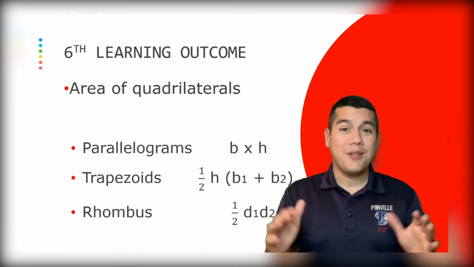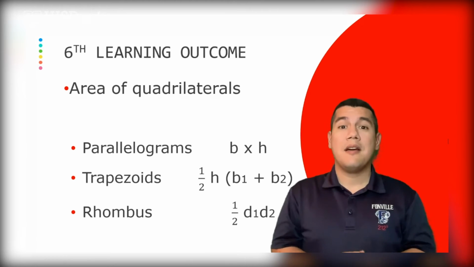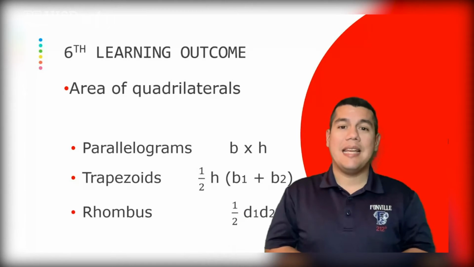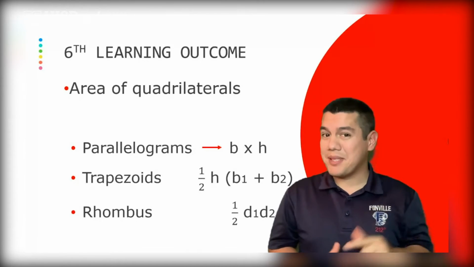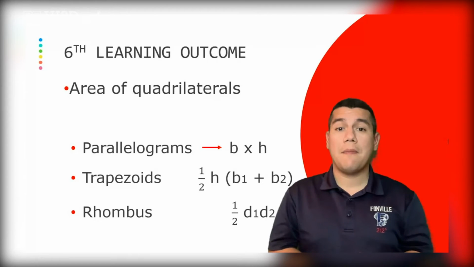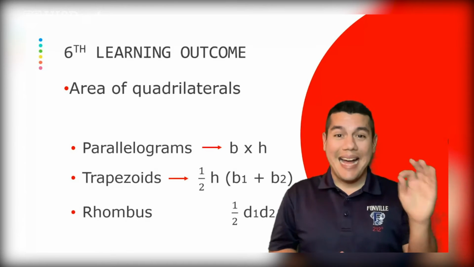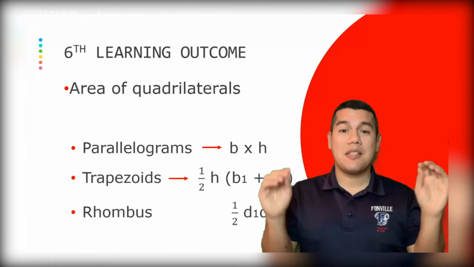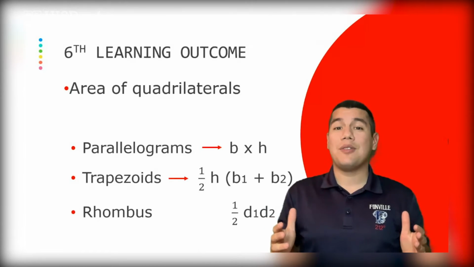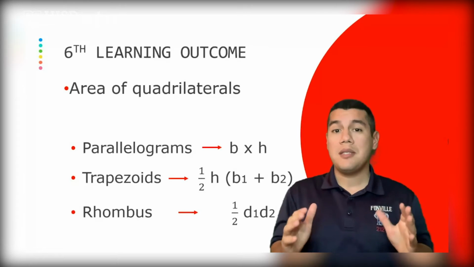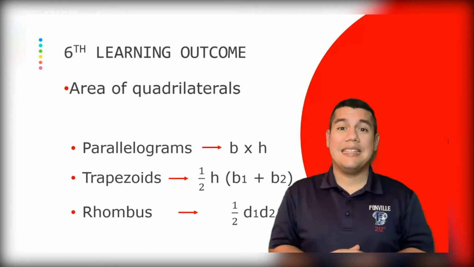For our sixth graders today, we learned how to find the formulas to calculate the areas of parallelograms. We were able to know that it's base times height. We also found the formula for the area of trapezoids, which is half the height times the sum of its two bases. And we also found the formula for the area of a rhombus, which is half the multiplication of both its diagonals.